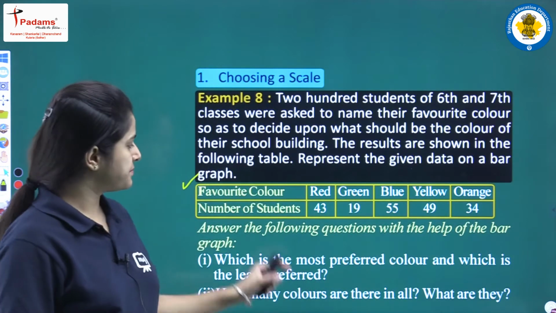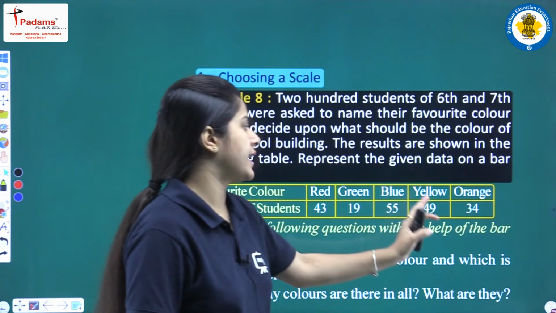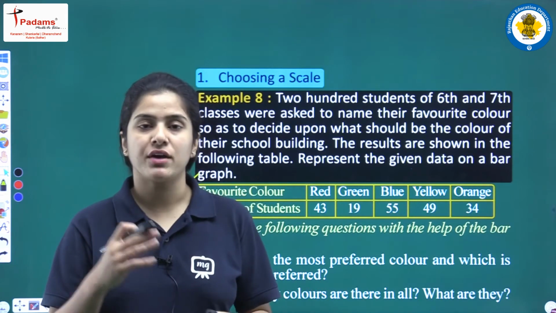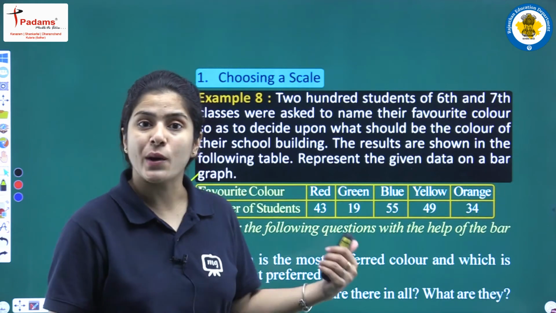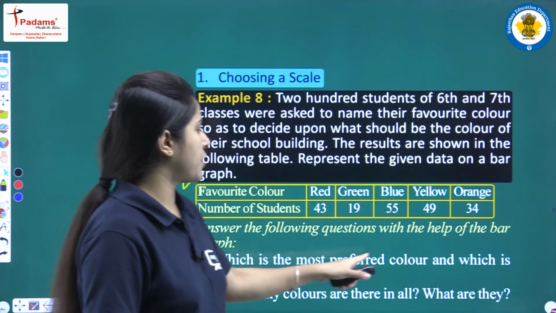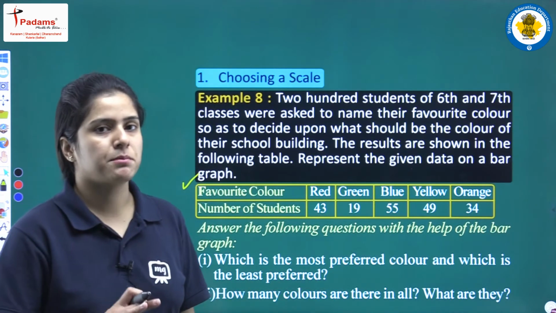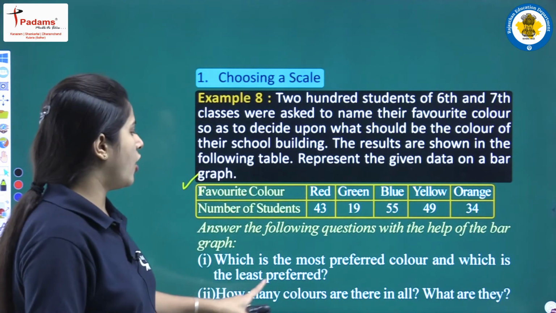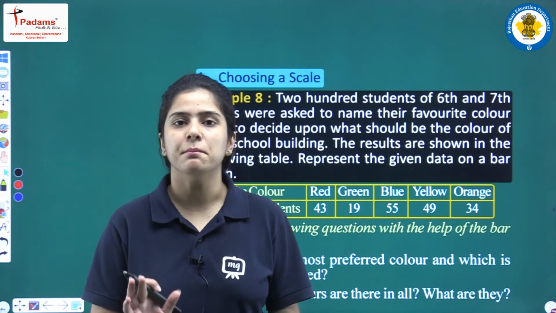Alright students, we need to answer the following questions with the help of the bar graph. Firstly, we need to make a bar graph, and after making it, we need to answer these questions. What is the first question? Which is the most preferred color and which is the least preferred? But before answering that, we need to make a bar graph. How many colors are there in all? Firstly we'll make a bar graph.